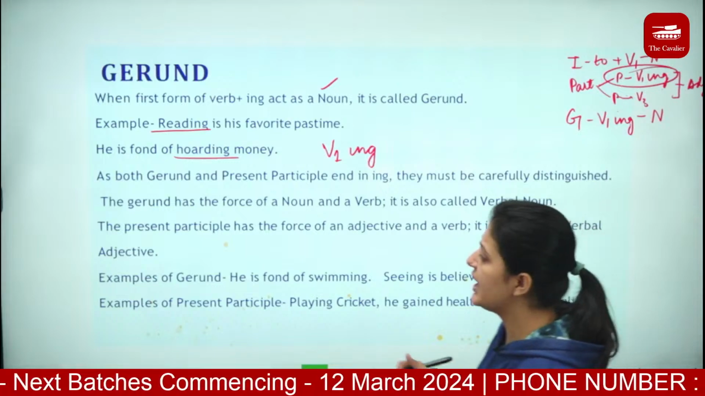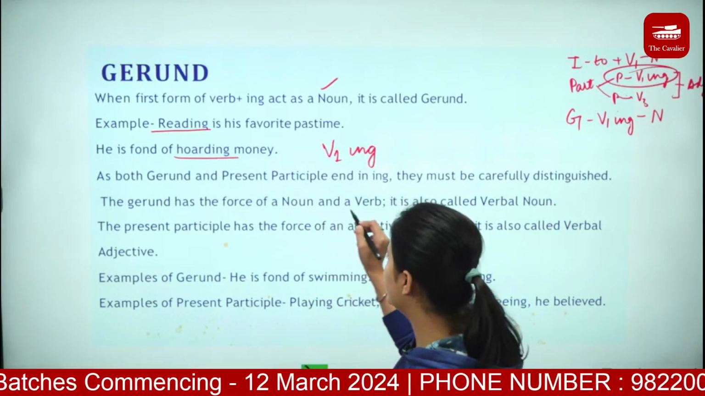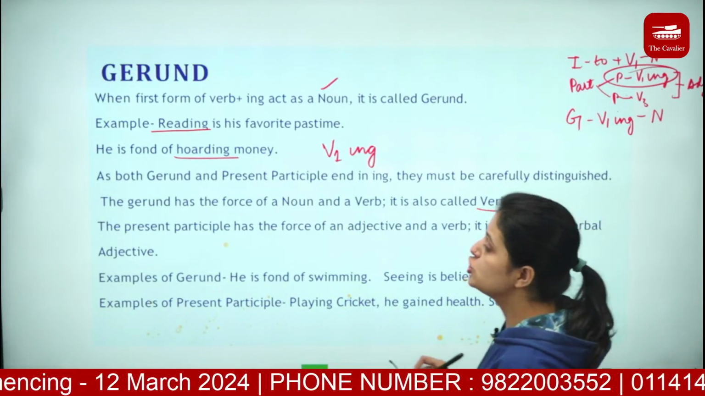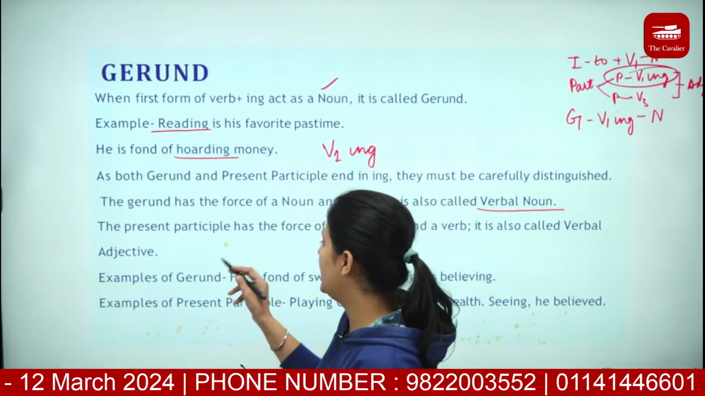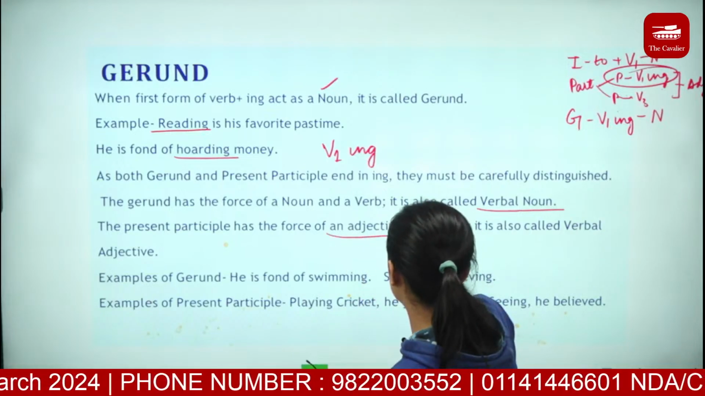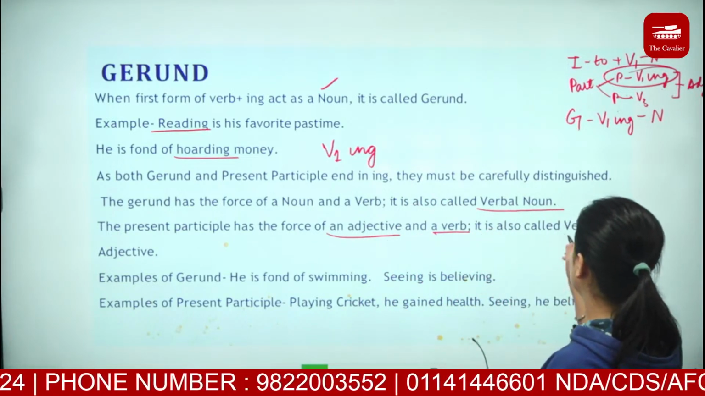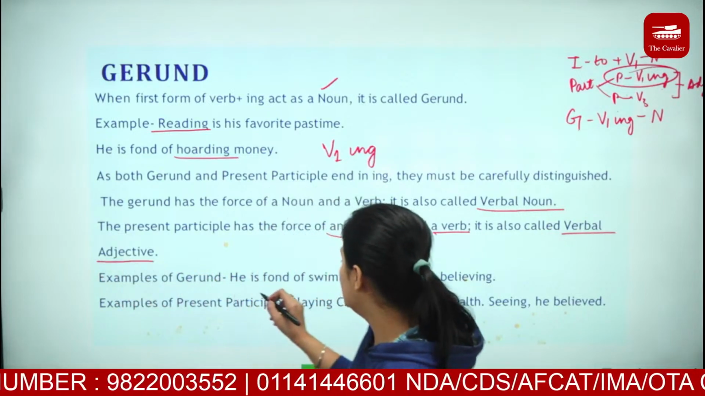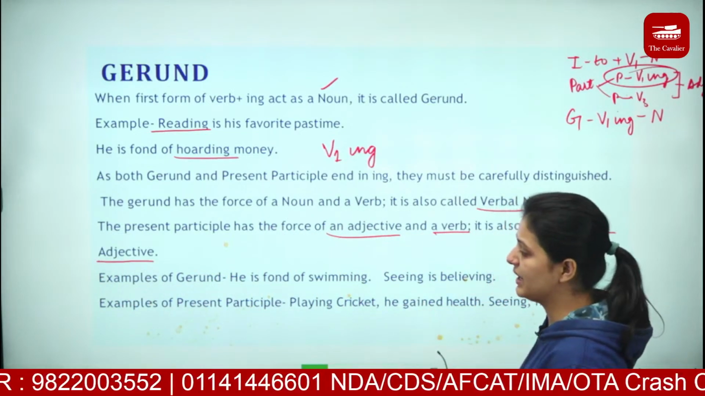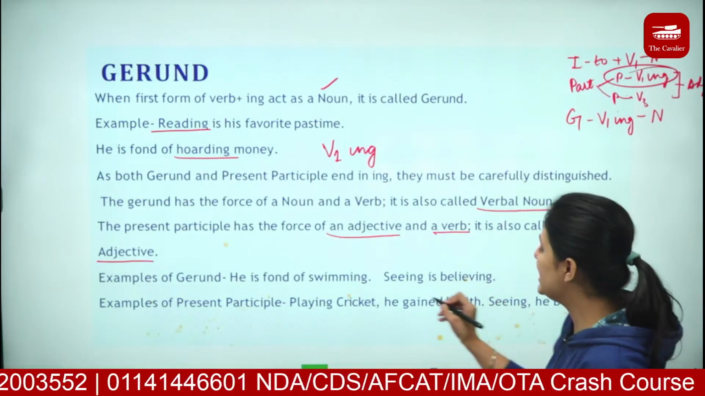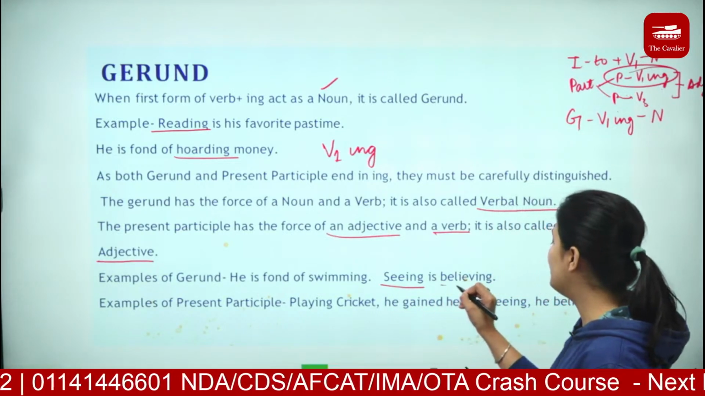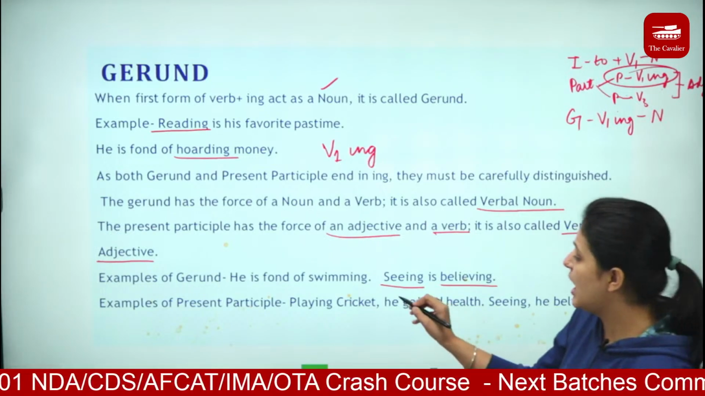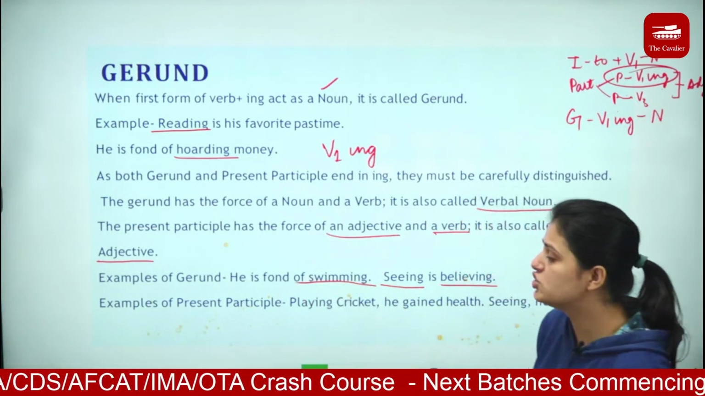The gerund has the force of a noun and a verb. इसीलिए इसको बोला जाता है verbal noun. जो हमारा present participle होता है, it has the force of an adjective and verb. तो इसको बोला जाता है verbal adjective. Example, he is fond of swimming. Next, seeing is believing. यहाँ पर seeing भी और believing भी दोनों के दोनों मेरे पास gerund हैं. यहाँ पर swimming भी मेरे पास gerund है.